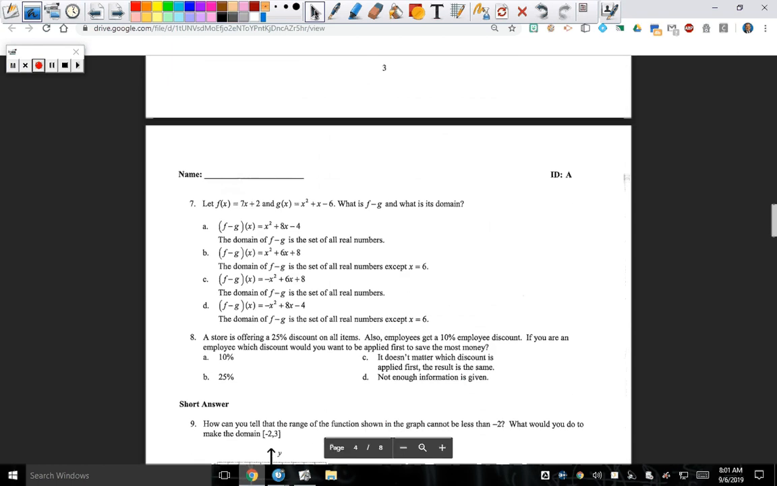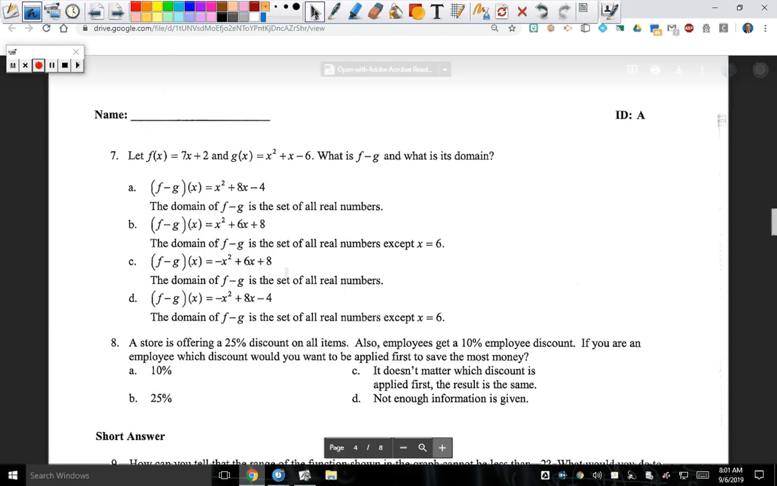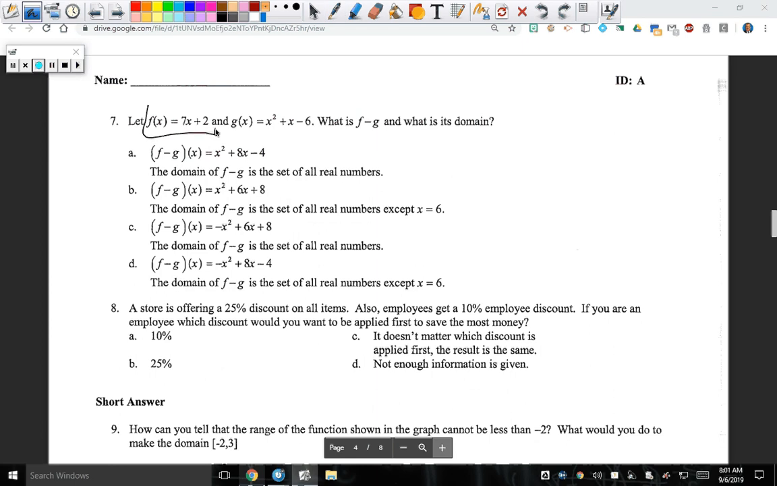Let's keep going. All right, so number 7 has 2 functions. It has f of x, and it also has g of x. So here is the machine for f of x, and here's the machine for g of x. What is f minus g, and what is its domain? So if I'm going to do this without a calculator, which you will have these without a calculator, I need to put what is f of x in parentheses. And then I'm going to subtract whatever g of x is in parentheses.